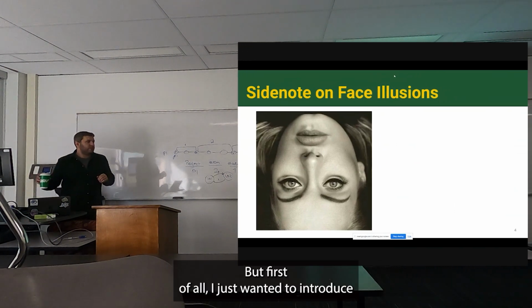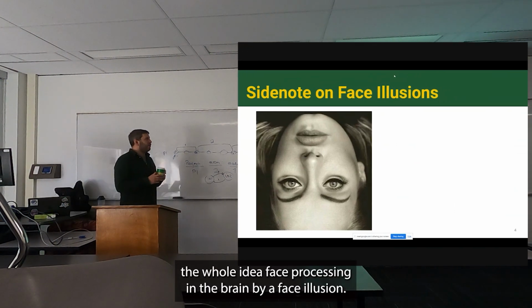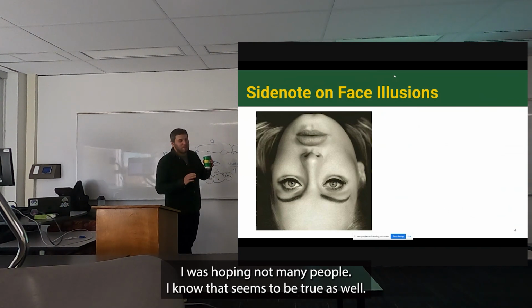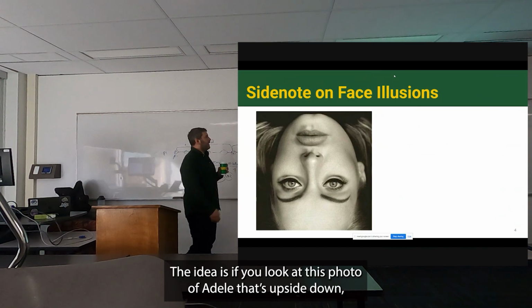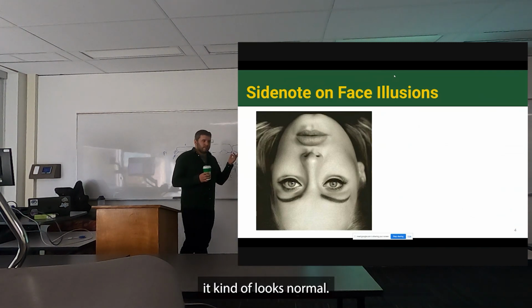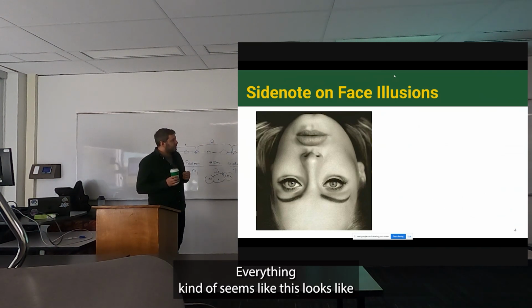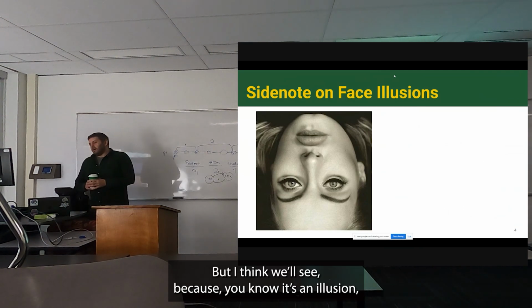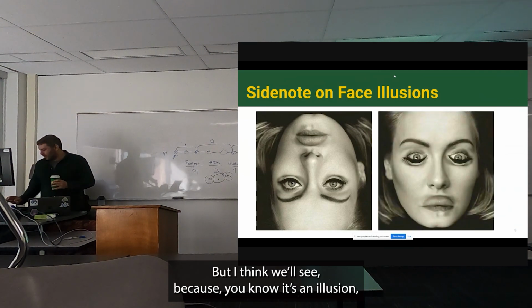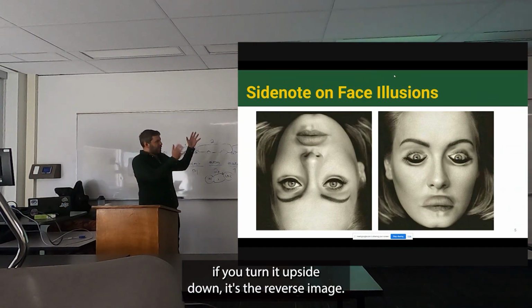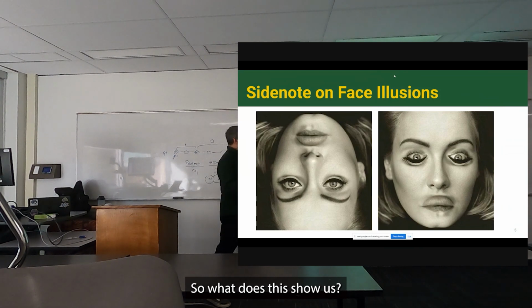But first of all, I just want to introduce the whole idea of face processing in the brain by way of a face illusion. Has anybody heard of the Thatcher illusion? I was hoping not many people had. The idea is, if you look at this photo, it's upside down. It kind of looks normal, like a photo of somebody taken upside down. But as you turn it the right way up, it's actually a grotesque, distorted image.